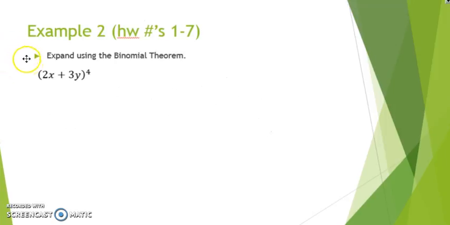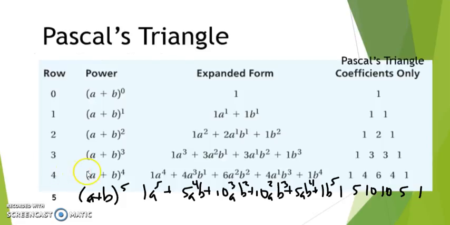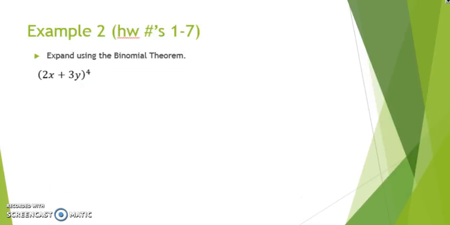Okay, here's another example. This one's a little bit trickier because I have a variable in both spots, but it's actually going to be very similar. So first, let's look at Pascal's triangle again. I'm using the a plus b to the fourth power, so it's going to be those same coefficients, 1, 4, 6, 4, 1. So I just like to leave a good amount of space between each term, 1, 4, 6, 4, 1.